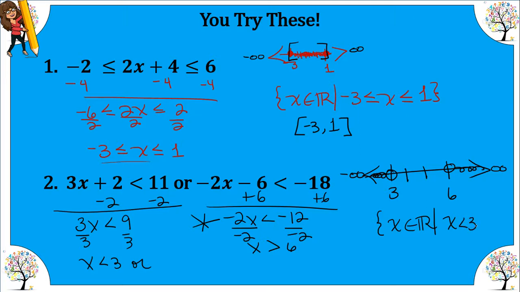And then we also have, and we're going to use the union. This just means it's either this or this. And then we have x is greater than 6, curly bracket.